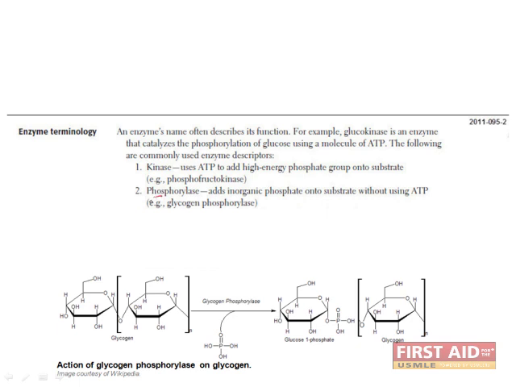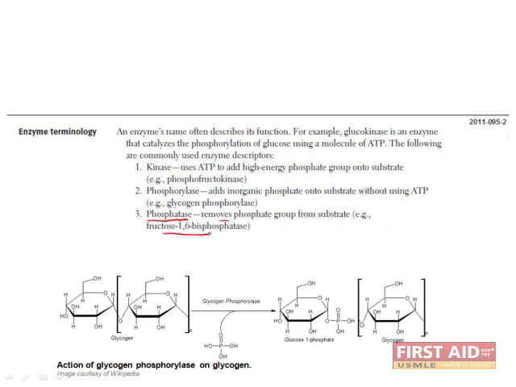A phosphorylase is an enzyme that adds an inorganic phosphate group onto a substrate without the use of ATP, which is what differentiates it from a kinase. For example, glycogen phosphorylase cleaves the 1,4-glycosidic bonds in glycogen to release glucose 1-phosphate by adding an inorganic phosphate to it. A phosphatase sounds similar to phosphorylase, but actually does the opposite. It removes a phosphate group from a substrate.